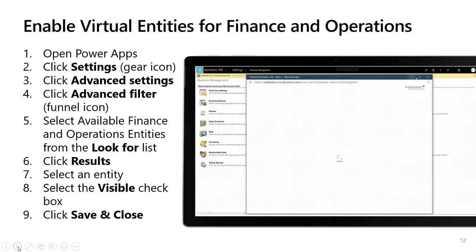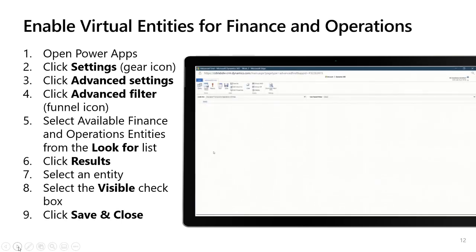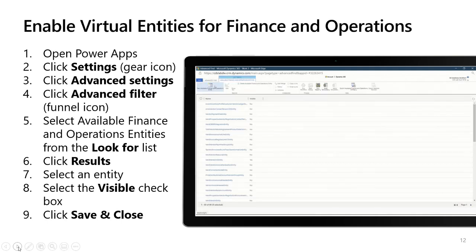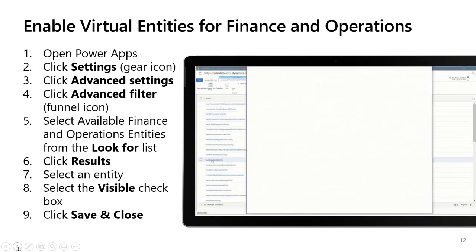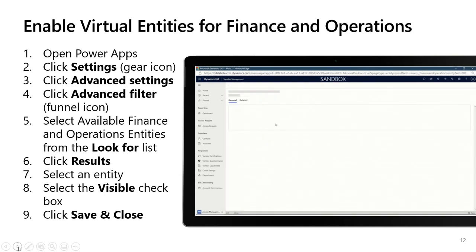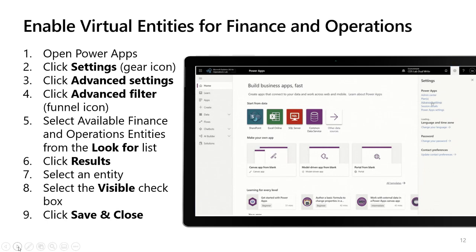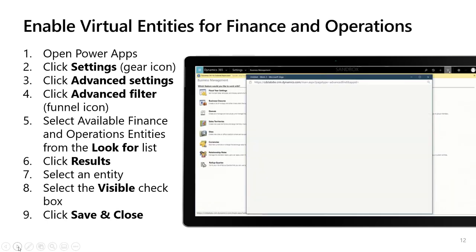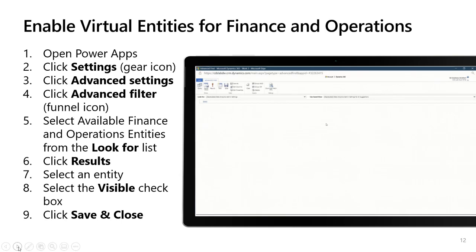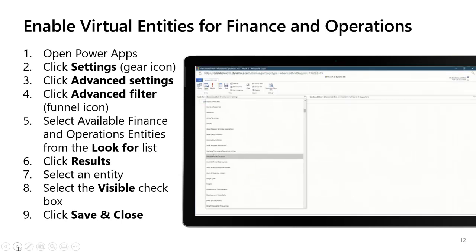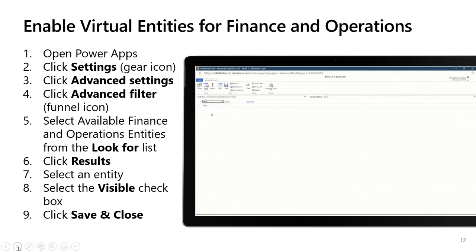Once you find the entity that you want to enable, you'll click on that entity, which will open up a new page. And once that new page opens up, there is a checkbox there called visible. Once you mark that visible checkbox, you'll want to save your record and close the windows. And then it might take up to 15 minutes. There is some caching that happens behind the scenes. Sometimes it might be really fast. Sometimes it might take up to 15 minutes. But once you've enabled that virtual entity, then you can start using that entity. And I'll show you how to do that a little bit later on.